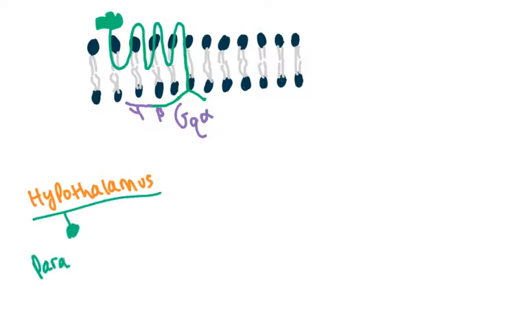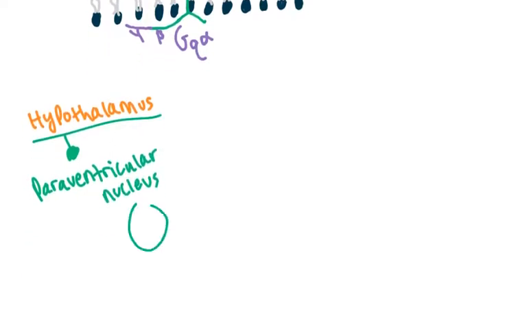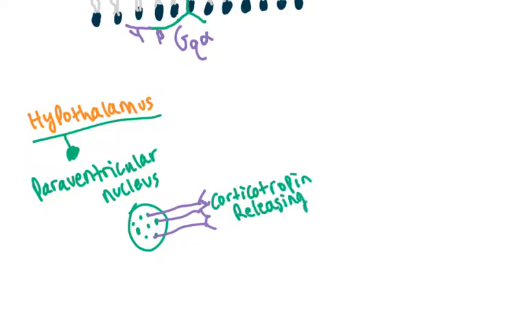So in our hypothalamus, we have our paraventricular nucleus, and it is just a bunch of cell bodies of neurons that will project their axons out. It turns out they're going to release a hormone called corticotropin releasing hormone. Hopefully I spelled this right: corticotropin releasing hormone.